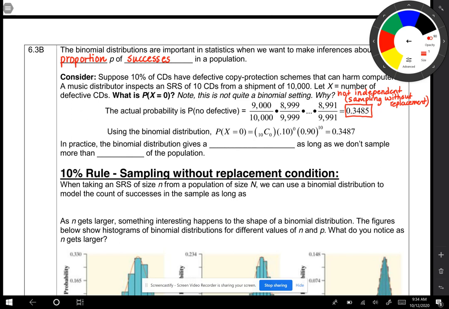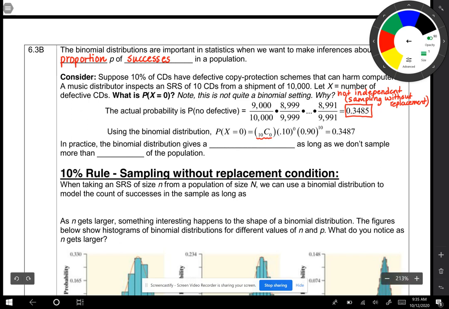However, using the binomial distribution, say we said it was okay that it met the 4 criteria of a binomial setting, even though we know it doesn't. To find x equals 0, the number of defective CDs, you would do your binomial coefficient, which is right here. So 10 choose 0. And then our probability of success would be 0.10 to the 0 power, and then 0.90 to the 10th power. And that'll give you a probability of 0.3487.